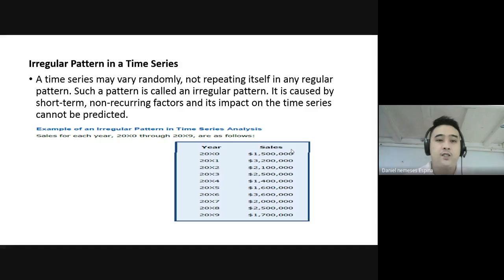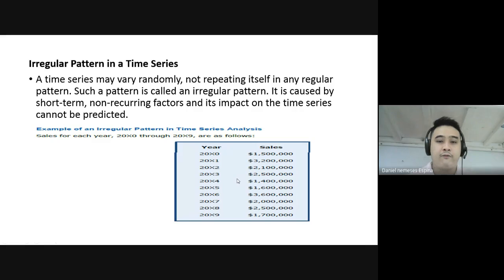The last pattern is called the irregular pattern. A time series may vary randomly, not repeating itself in any regular pattern. Such a pattern is called an irregular pattern. It is caused by short-term, non-recurring factors, and its impact on the time series cannot be predicted. Its pattern or shape does not form at all. So here is an example of an irregular pattern, the sales figures from years 2010 to 2019.